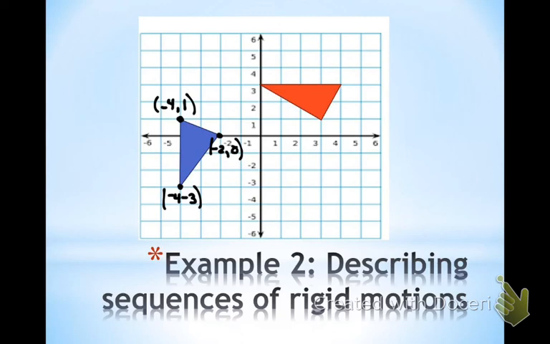Actually, not 270 clockwise. It would be 90 clockwise, or 270 counterclockwise. Okay? Because you are turning it in the clockwise direction, but you only need to make one turn, all right, to get there. All right, so it's 90 degrees clockwise.